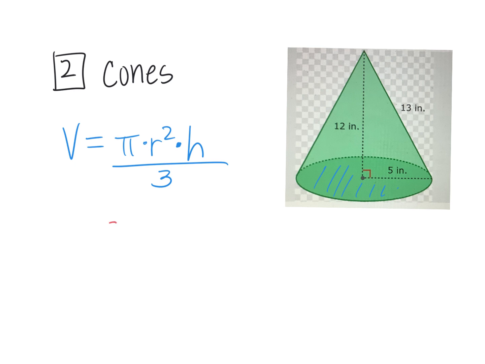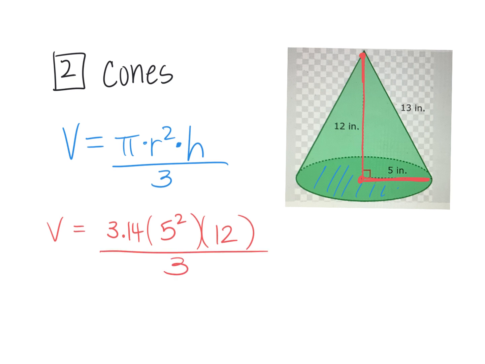So you know pi. I'm trying to find the volume. I'm going to fill in pi, 3.14. Next, I need the radius, and I need to square it. So my radius of the circular base is 5, so I'm going to do 5 squared. And then my height is 12. It has to go from the middle of the base up to the point of the cone. So that is 12. And then I'm going to divide that by 3.